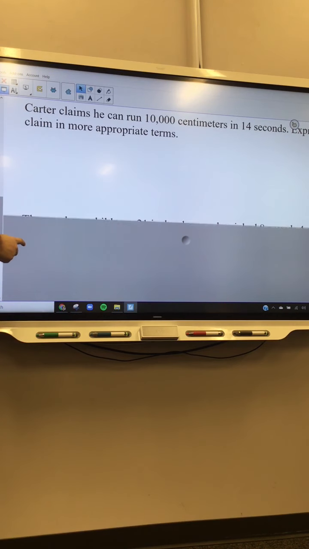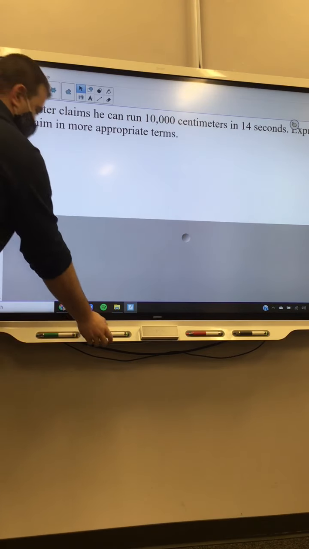All right, Carter claims he can run 10,000 centimeters in 14 seconds. That sounds pretty tough. Yeah, all I need is 4 seconds. I can run 10,000 centimeters. Beat that. I don't know if I like Carter. Seems a little arrogant.